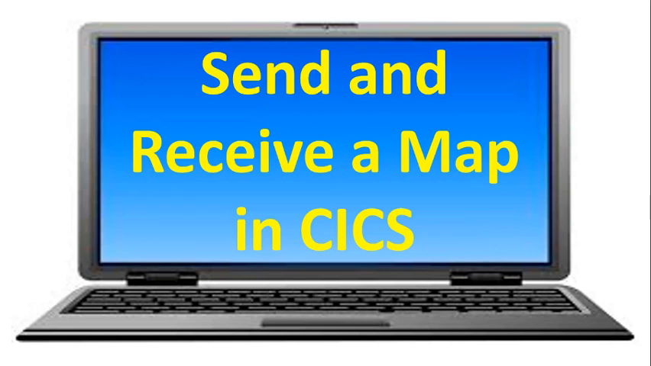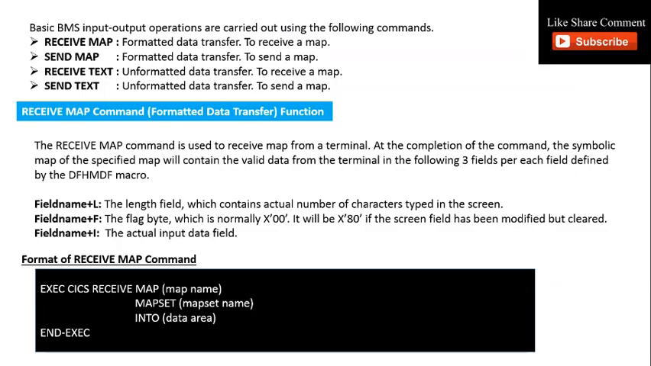Today's topic is send and receive a map in CICS. Basic BMS input output operations are carried out using the following commands. First is receive map. In this, data transfer is in formatted form to receive a map. Send map, formatted data transfer to send a map. In case of map, there will be formatted data transfer, but in case of text, there will be unformatted data transfer.